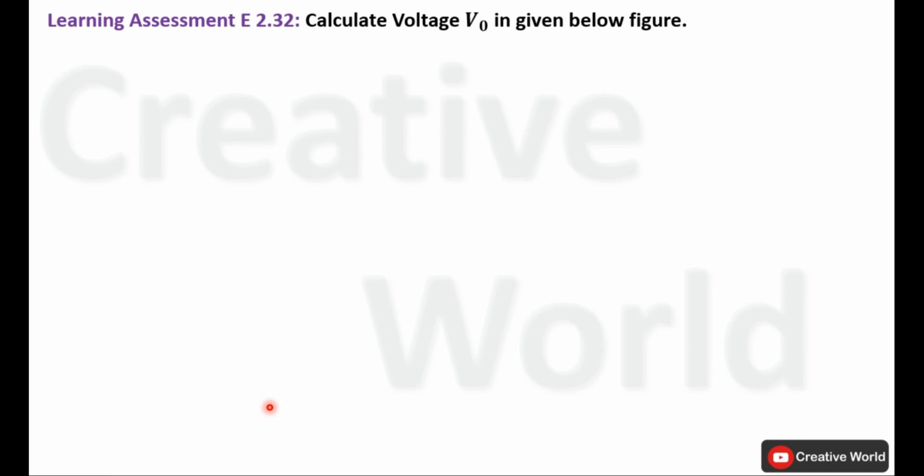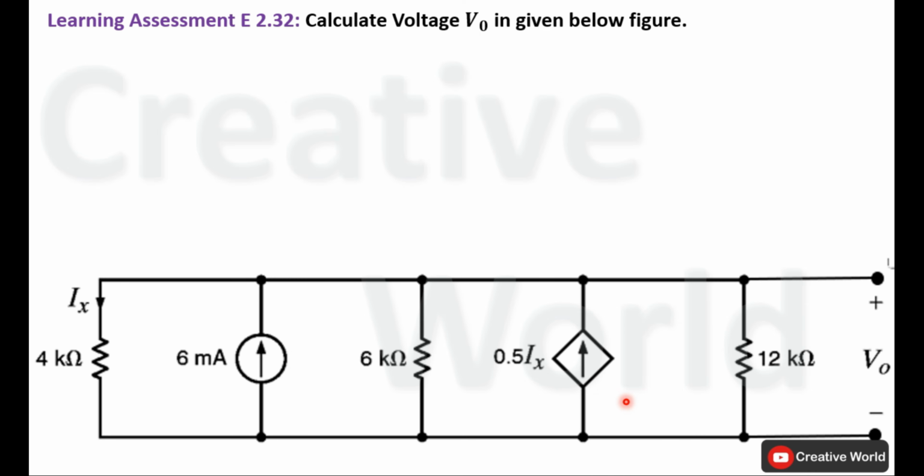Learning assessment E2.32. Calculate voltage V0 in the figure given below. This is the circuit diagram of the given problem. We have to calculate the value of voltage across this 12 kilo ohm resistance labeled as V0. So without wasting time, let's proceed towards the solution.